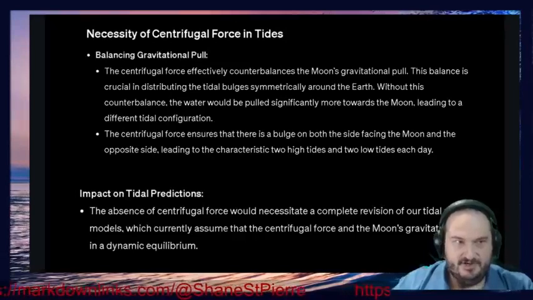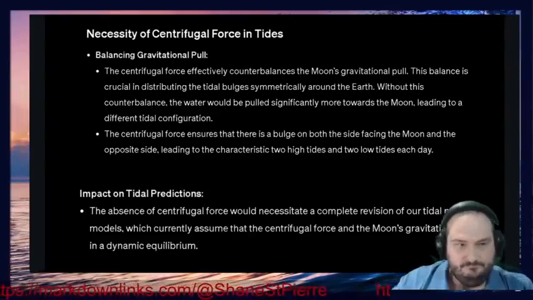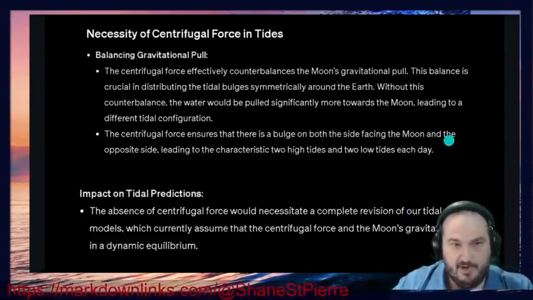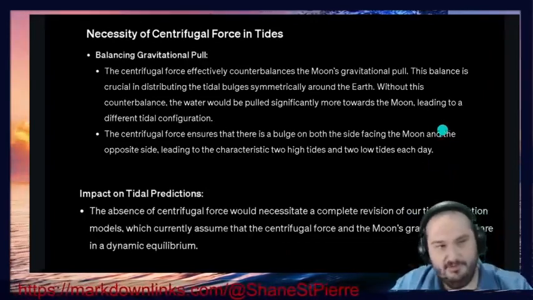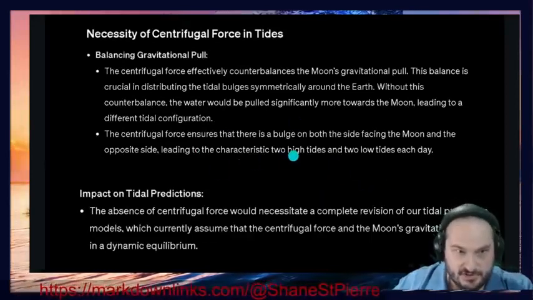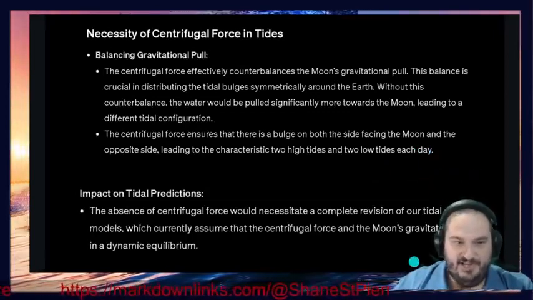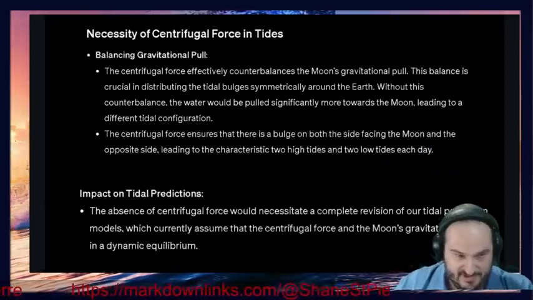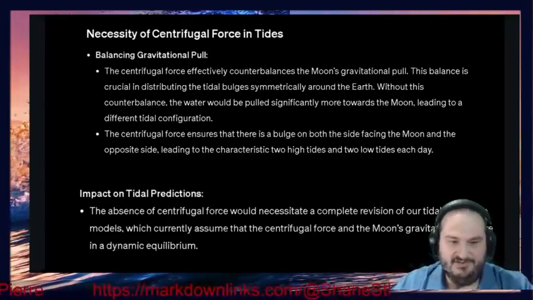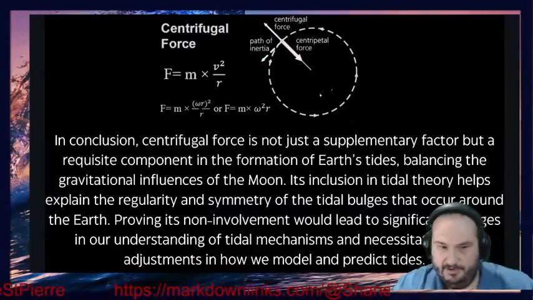Let's see here. So it effectively balances the moon's gravitational pull. It's crucial in distributing the tidal bulges symmetrically around the Earth. Without this, the water would be pulled significantly more towards the moon, leading to a different tidal configuration altogether. The centrifugal force ensures there is a bulge on both the side facing the moon and the opposite side. So, if you were to have no centrifugal force, the absence of this would necessitate a complete revision to the tidal prediction models and assume that centrifugal force and the moon's gravitational pull are in dynamic equilibrium.